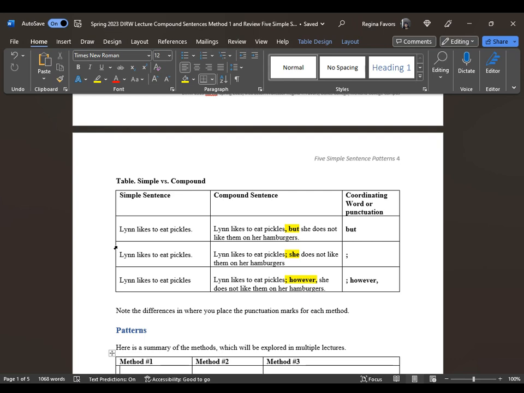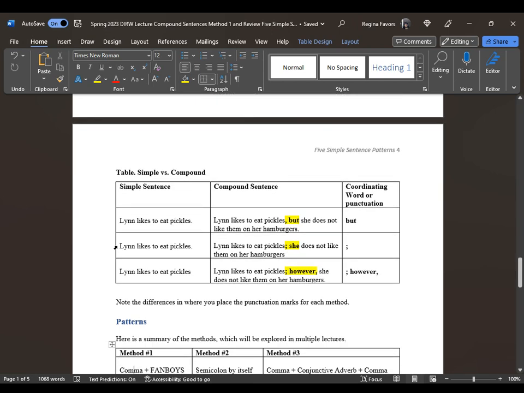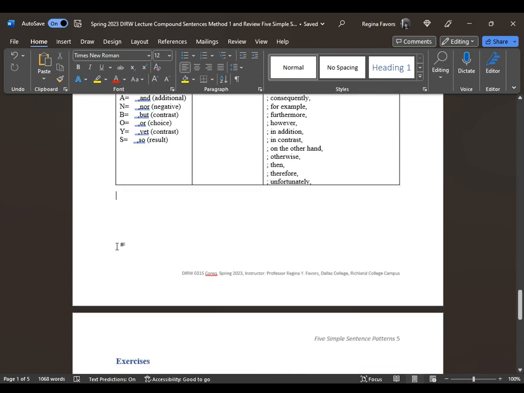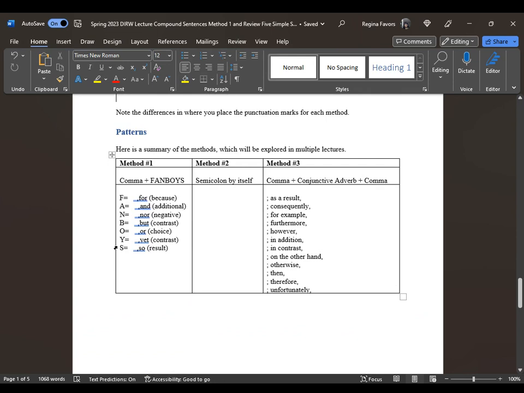So the fanboys are for, and, nor, but, or, yet, and so. And so for the fanboys, the comma comes before the fanboys. For the conjunctive adverb, you have a semicolon, the conjunctive adverb like however, comma. Okay, so let's look at other examples or the main table first. So here is a summary of the methods.